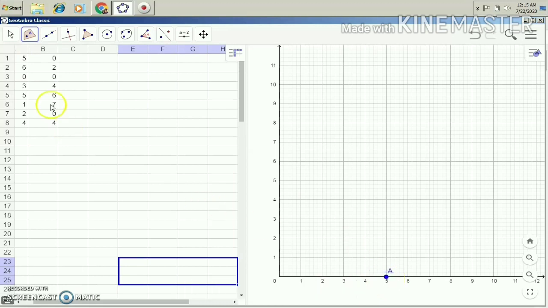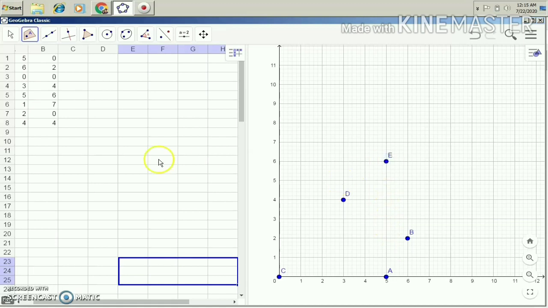Now I want to mark (6, 2). I'll move 6 steps towards the x-axis and 2 steps upward. I'll mark the point here. Now I want to mark (0, 0). It's here only. Then (3, 4): 3 steps towards the x-axis, 4 steps upward. Then I'll mark the point over here. Now I want to plot (5, 6). So 5 steps towards the x-axis, 6 steps upward. So here I get (5, 6).